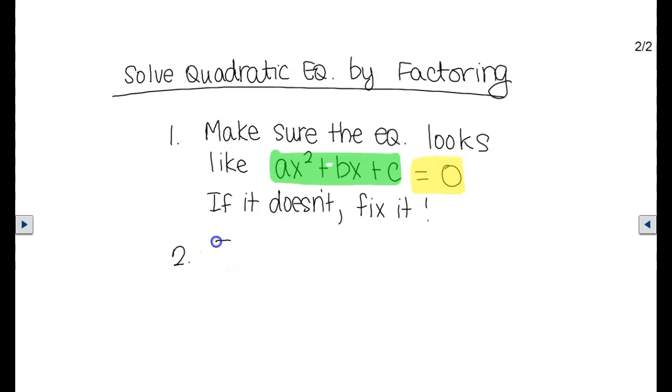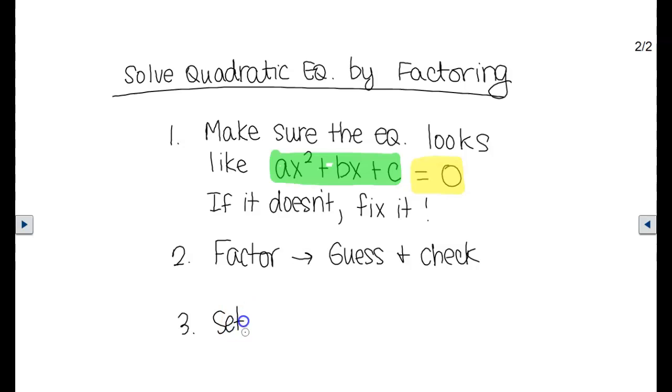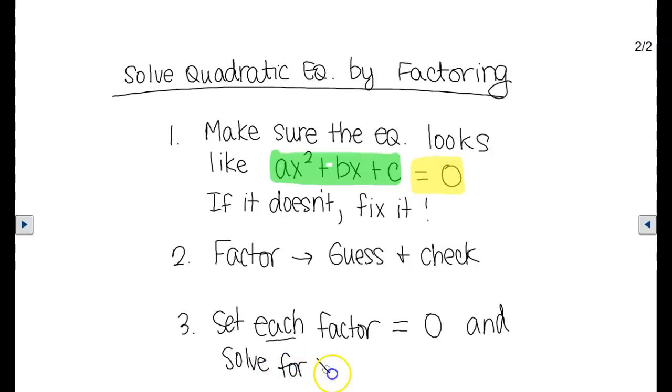All right, now the second thing that you're going to do is once it looks the way you want it to, you are going to factor. And on these problems, when you factor, you are going to use that guess and check method that we learned for trinomials. And then your third and final step is to set each factor equal to 0 and then solve for x.